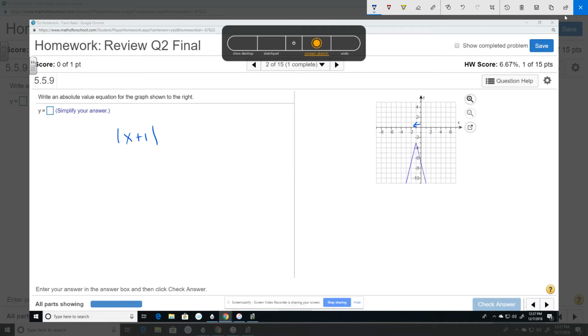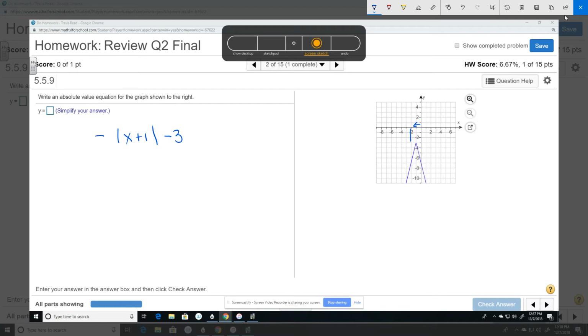So I'm going to have a +1. And then it's shifted 1, 2, 3 down, which means I have a -3 on the outside. Inside the absolute value shifts it the opposite, left and right. Outside shifts it up or down. So a -3 on the outside makes it go down 3. But a couple other things are happening. For one, it's pointed down instead of up, which means there's a negative in front.